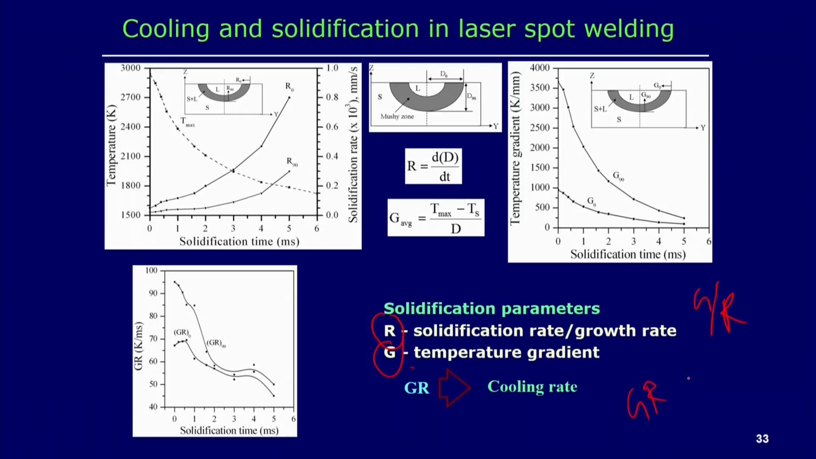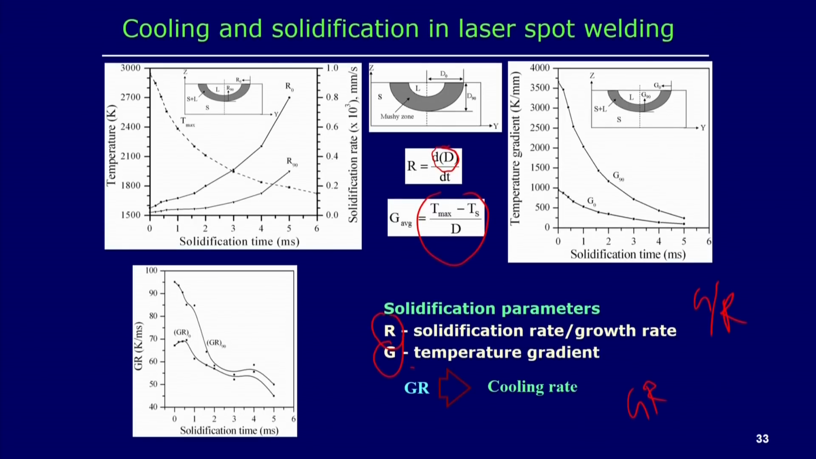GR basically represents the cooling rate, but how can you estimate G and R? Here you can see R is the change of dimension with respect to time, so it represents a rate, which is called the solidification rate. G is the temperature gradient, that is, the change of temperature with respect to distance.